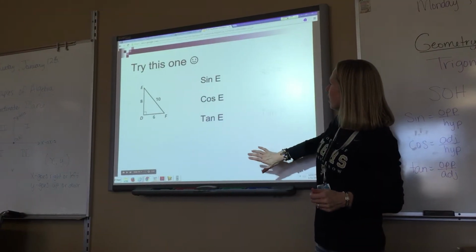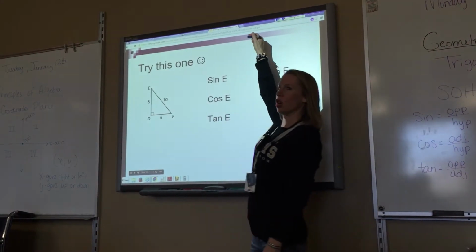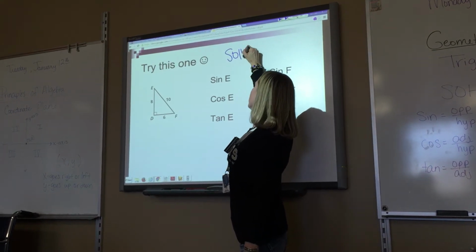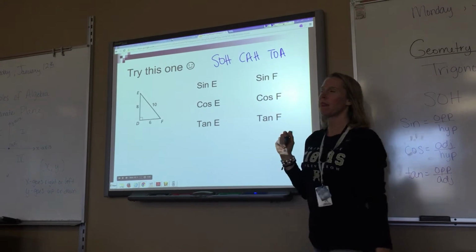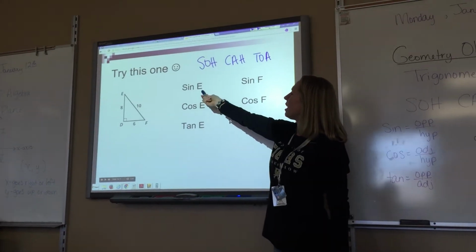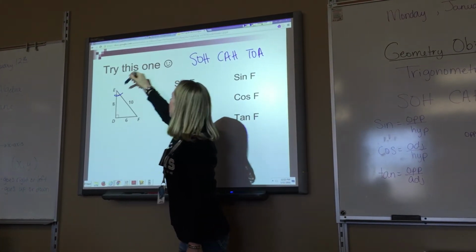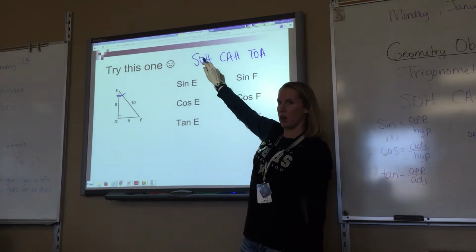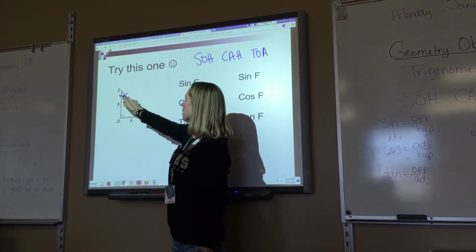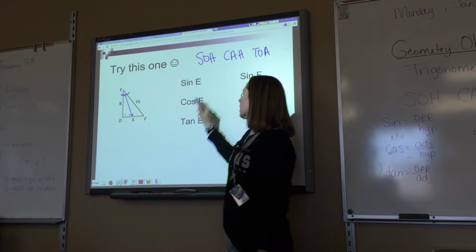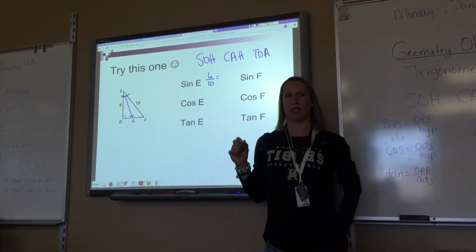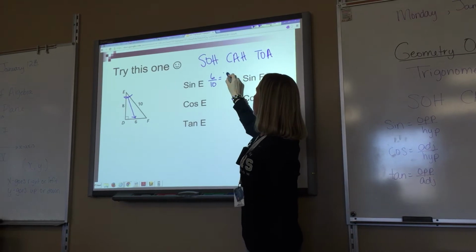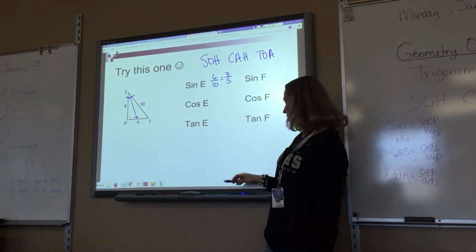And these I think I have on here. Okay, so let's do Sohcahtoa. Some old hippie caught another hippie tripping on acid. So if I look at angle E and I'm doing sine, sine is opposite over hypotenuse. What's the opposite of E? 6. What's the hypotenuse? 10. Reduce it if you can. What's that reduce to? 3 over 5.